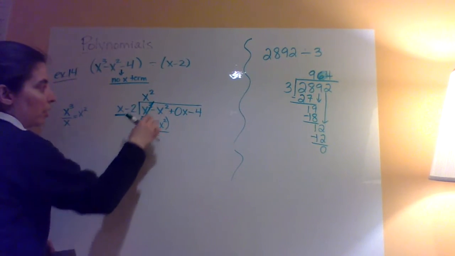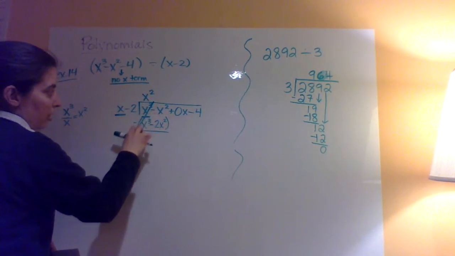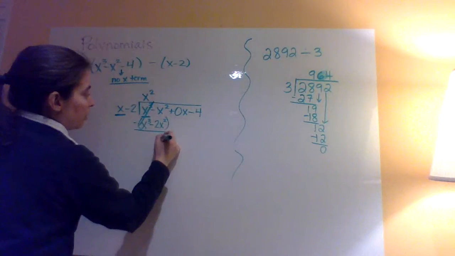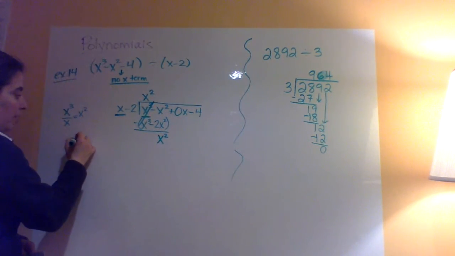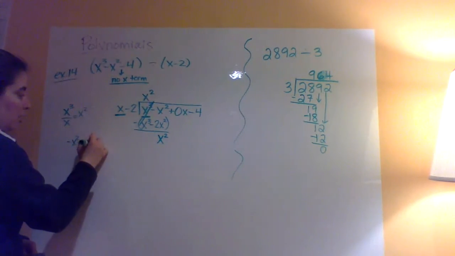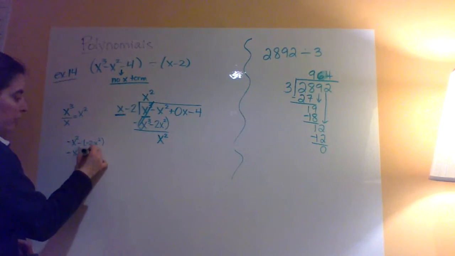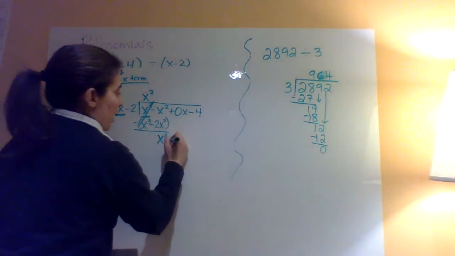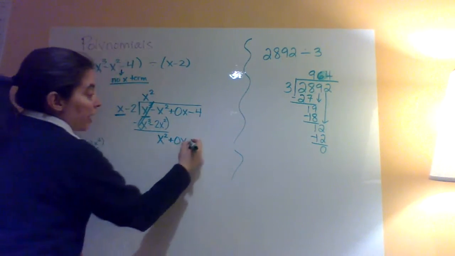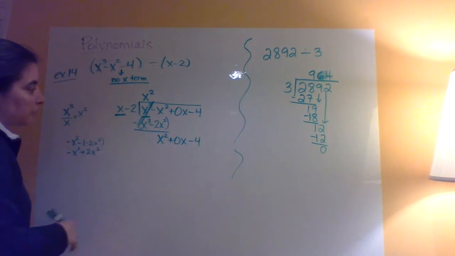This cancels out. Negative x squared plus 2x squared. Negative 1 plus 2 is 1. Okay, so just to think about what's happening there, if it's easier to see it like this, it's like negative x squared plus 2x squared. Negative 1 plus 2 is 1. I'm going to go ahead and bring down the next thing. Now, I usually actually bring down everything, but for ours, you don't have to.